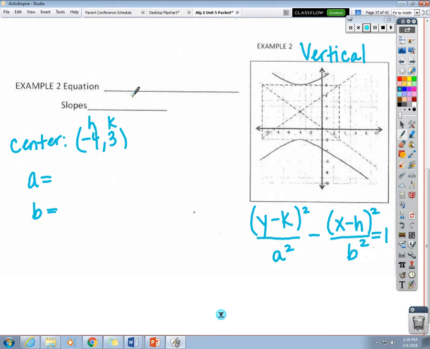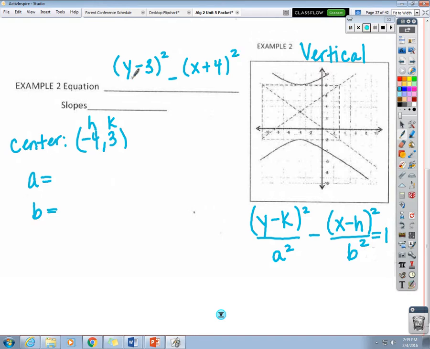Okay, so first let's deal with the center. Y minus k squared minus x minus h squared. So what do I fill in right here? 3. Because remember, it's backwards. The y's first, so that's a k. So you pull the 3. And then x minus negative 4 to fill in the h would be x plus 4. So you've got to be careful there because the y and x are out of order, so that means when you plug in h and k, they'll be out of order.